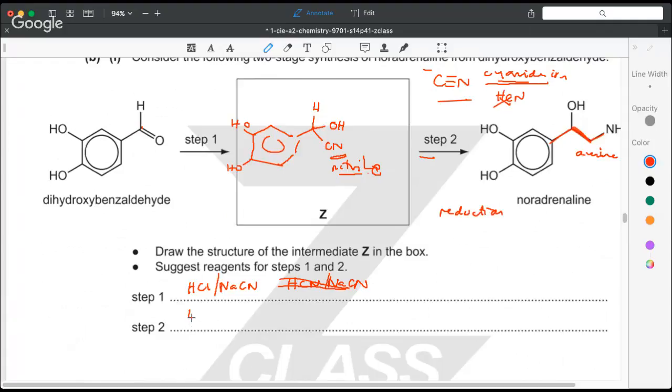And a classic chemical for making a reduction is lithium aluminium hydride, or the other one that you see in books is a nickel catalyst and hydrogen gas. So you've got a choice there: lithium aluminium hydride, or nickel metal catalyst with hydrogen. And that's reducing, isn't it, the nitrile group to the secondary amine.